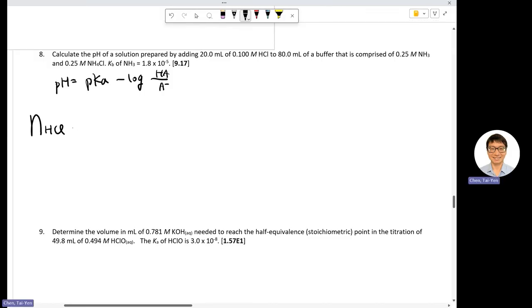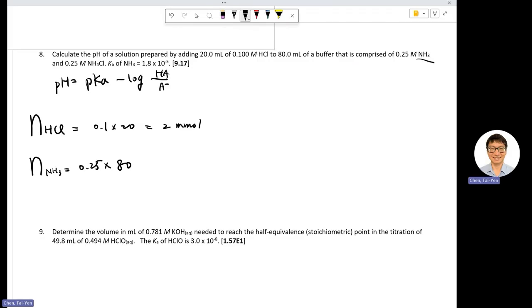The number of moles of your HCl is 0.1 times 20, right? So that's 2 millimole. The moles of your base, in this case NH3, the concentration is 0.25 and the volume is 80. So this tells you that you have 20 millimole of a weak base, right? So your strong acid will be fully consumed by your base.